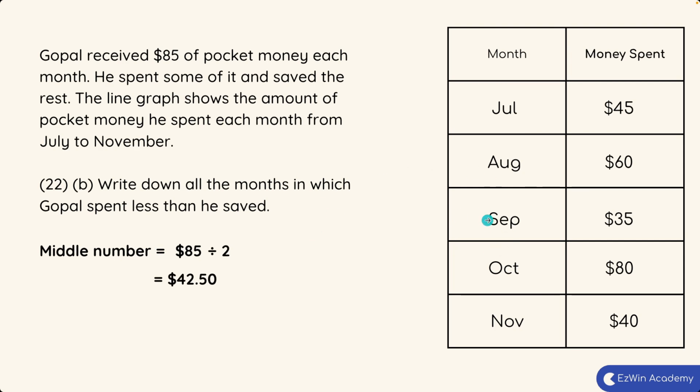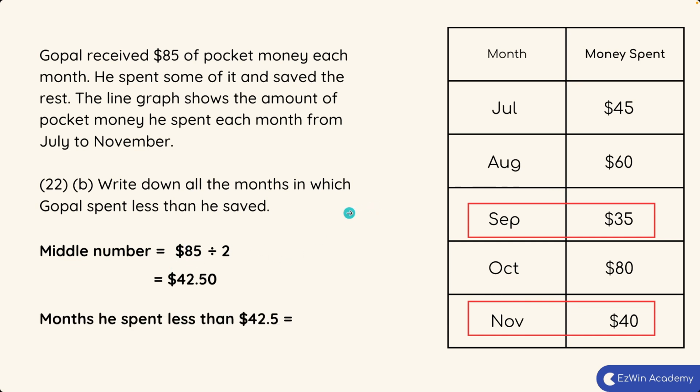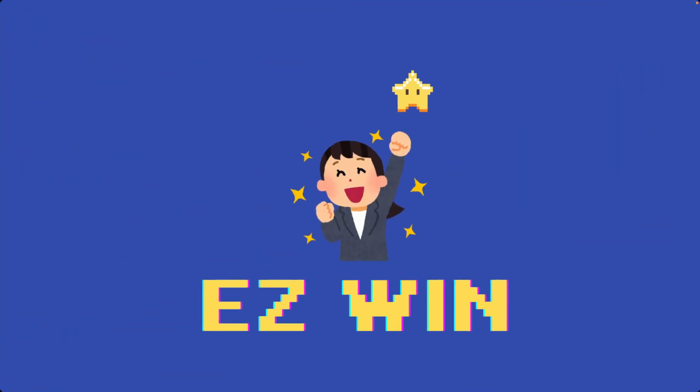So which months actually spent less than $42.50? So if you were to say September, you're right, because we spent $35, which is less than $42.50. That's one more month. Can you guess? It is November because he spent $40, which is less than $42.50. So the months that he spent less than $42.50, or the months that he spent less than he saved, are September and November. And that is an easy win.